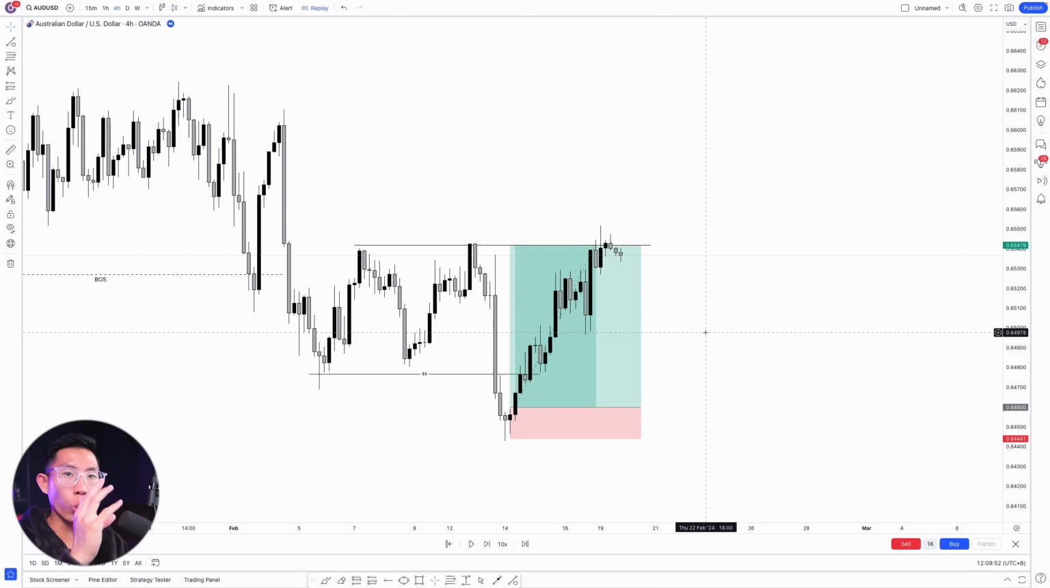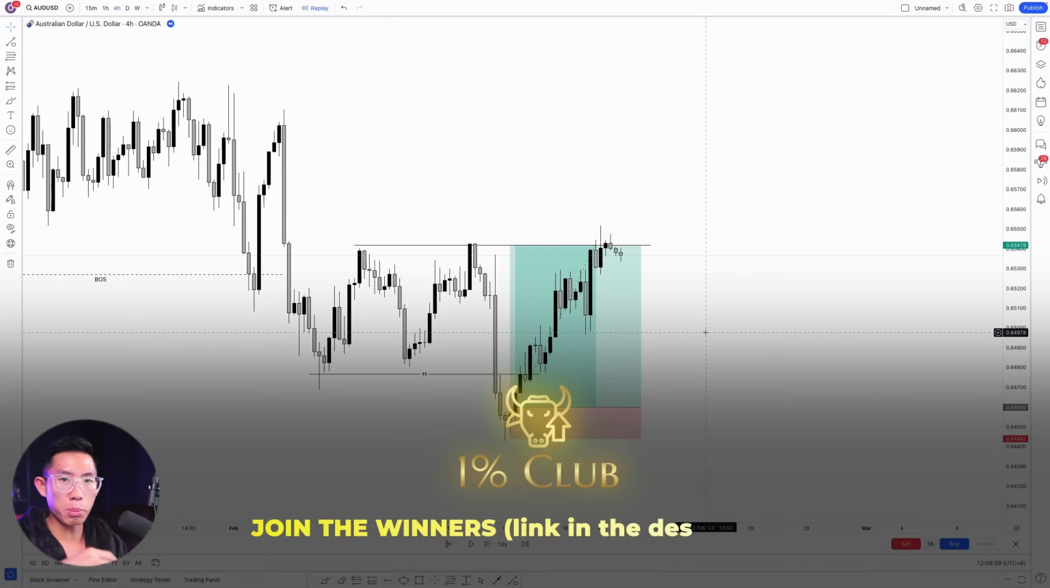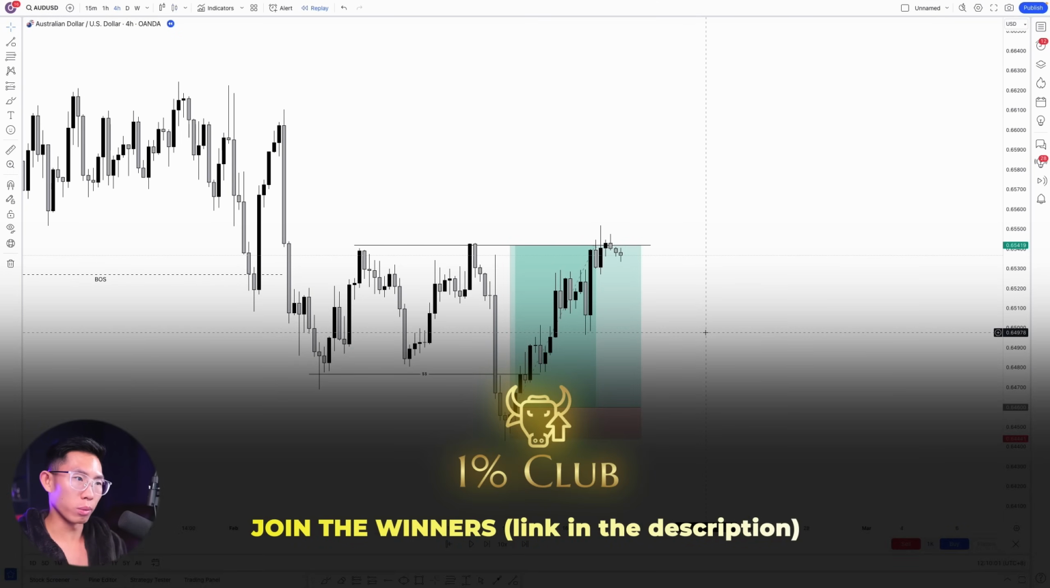Because if you can understand liquidity properly, you will no longer be a victim of the market. You will actually be part of the smart money and be able to not get your stop loss liquidated all the time and not lose your hard-earned money all the time, but instead be making profits just like this.